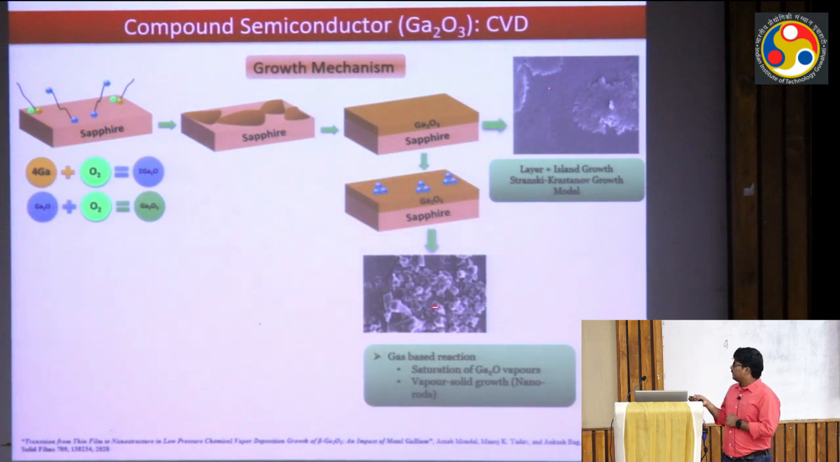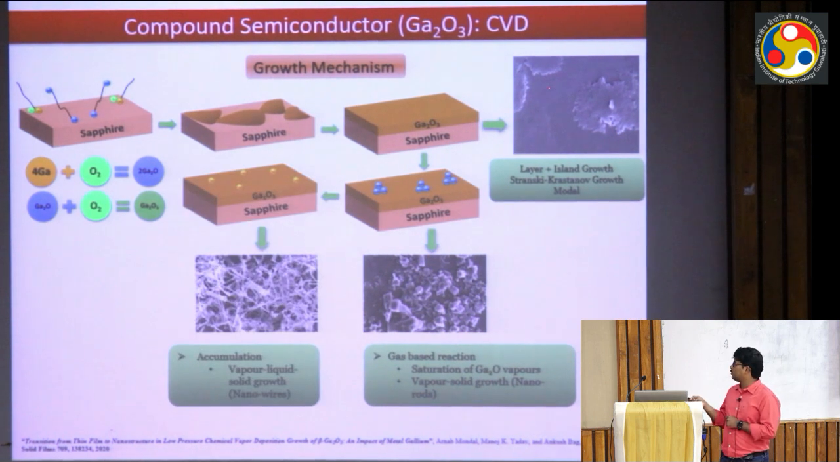Again, there are a few gas-based reactions also happening, and that is why we are getting this vapor-solid growth, which is leading to these nanorods, which is undesired. So we should be able to control the pressure as well as the oxygen precursor and gallium precursor. Then we can control whether we'll get a nanostructure morphology or a thin film morphology. So this is the main take-home message.